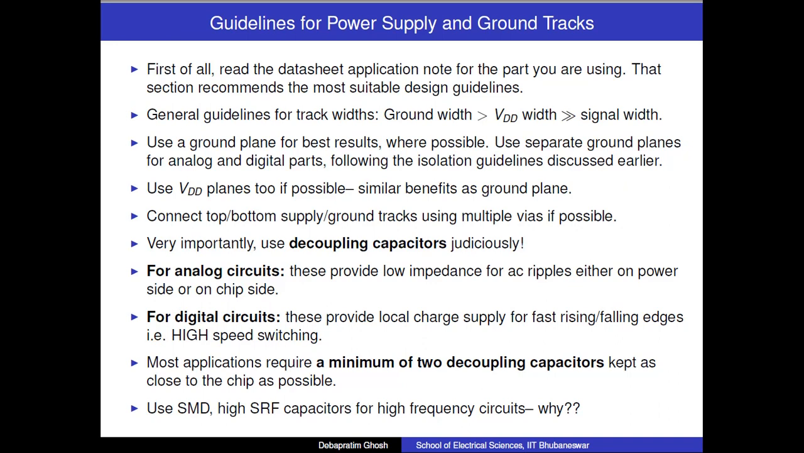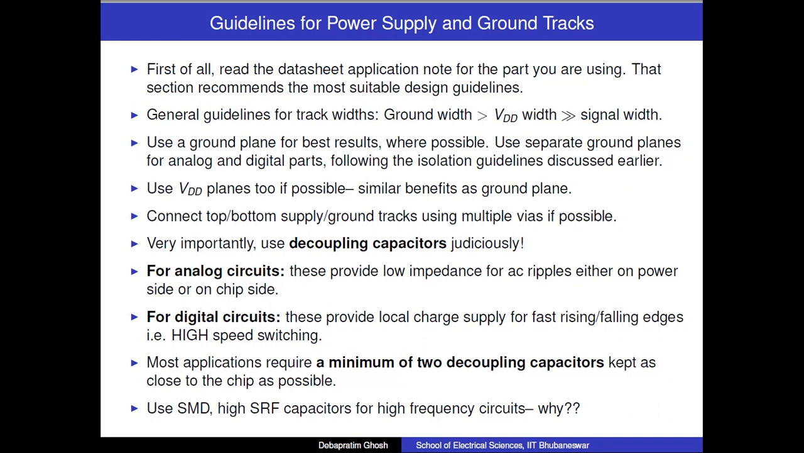So you can use the ground plane. If you want, you can use the VDD plane also. But a very important thing to see is that you connect the top and bottom tracks for supply and ground through multiple wires if possible. This is especially when you are going for high frequency signals. So having multiple wires helps in reducing the overall inductance.